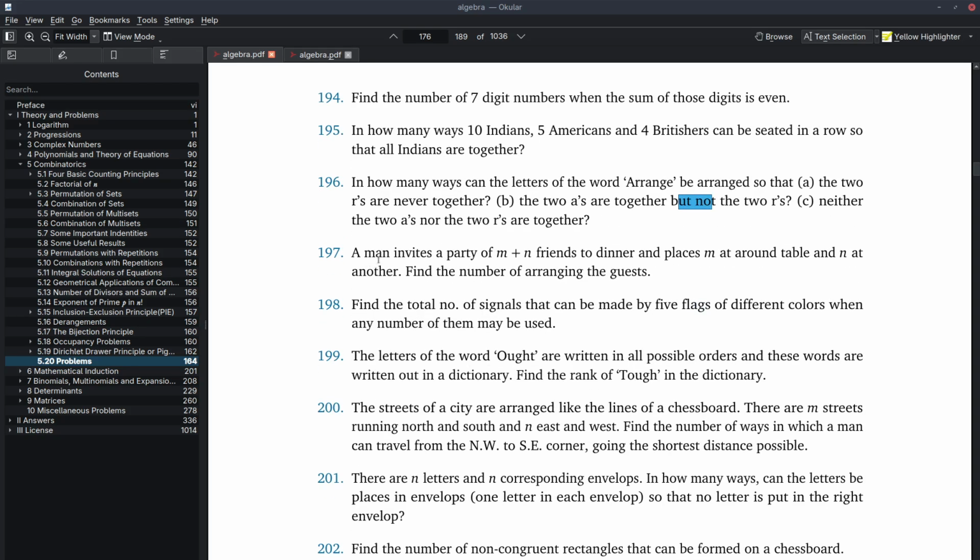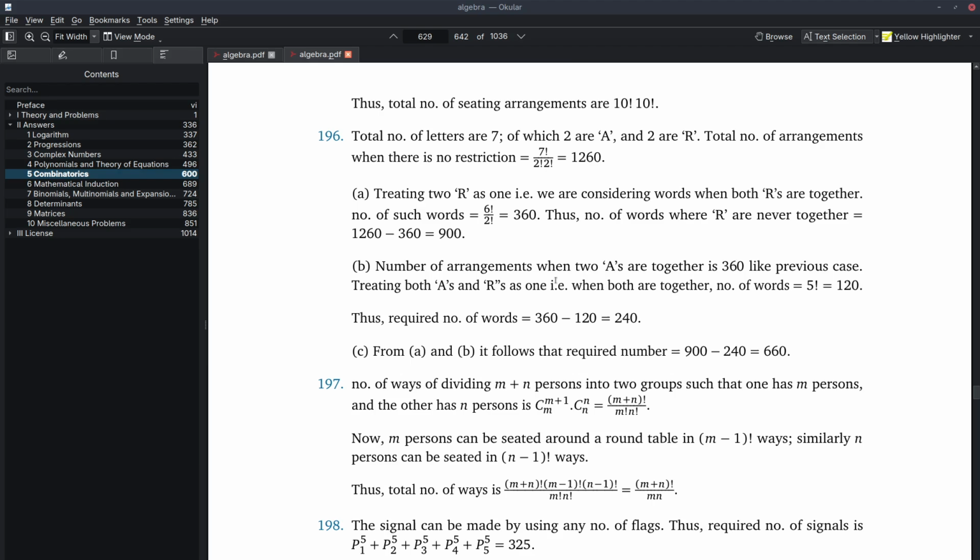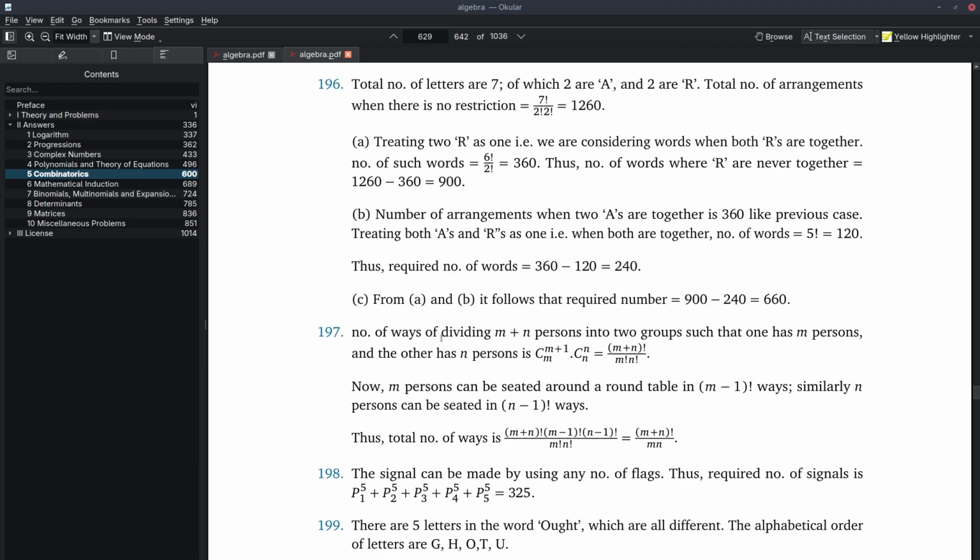Question 197 says that a man invites a party of M plus N friends to dinner and places M at a round table and N at another. Find the number of ways of arranging the guests. So the number of ways of dividing M plus N persons into two groups such that one has M persons and another has N persons is M plus N C M multiplied by N C N, that is M plus N factorial by M factorial multiplied by N factorial.